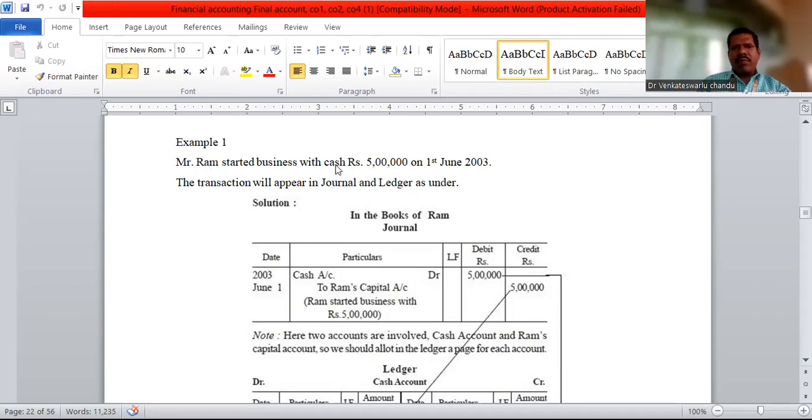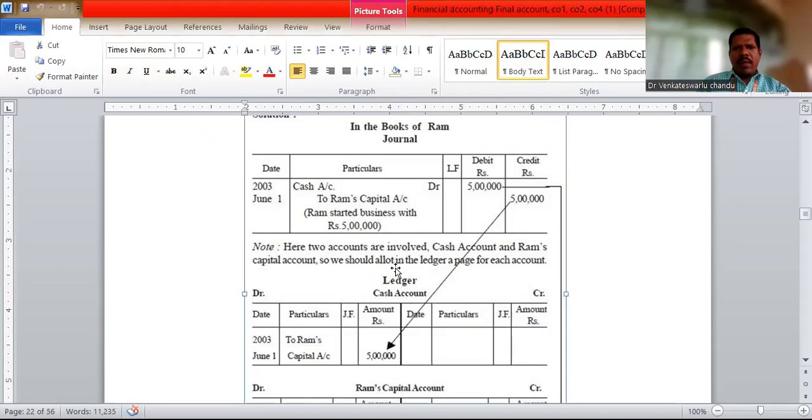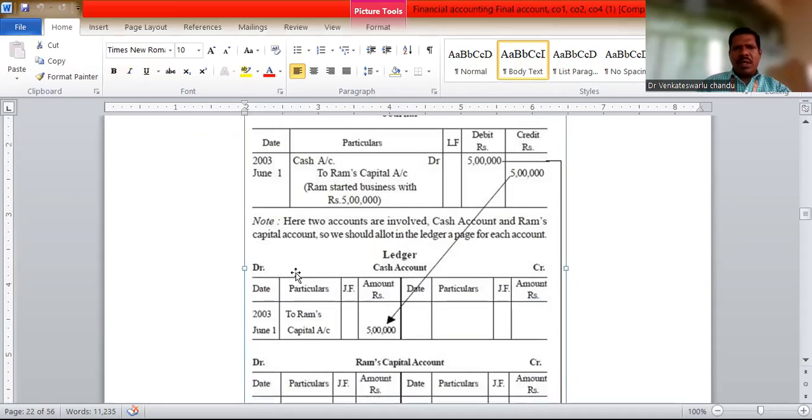Next, coming to cash. Cash is the real account. Under the real account, the formula is debit what comes in, credit what goes out. Whenever Ram invested, the cash came into the business. So the entry is cash account debit to Ram's capital account, with date, ledger folio, debit and credit. Now the next step is the ledger. Let's see the ledger posting.